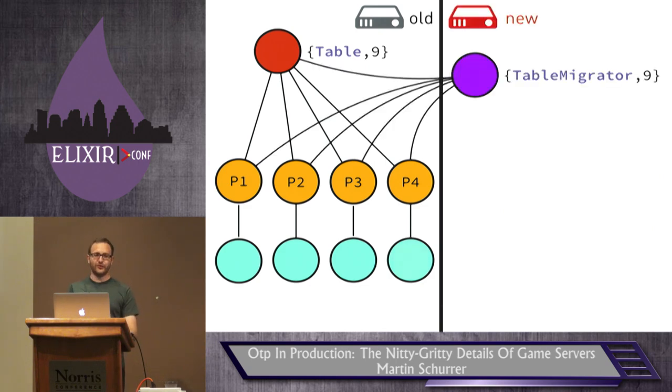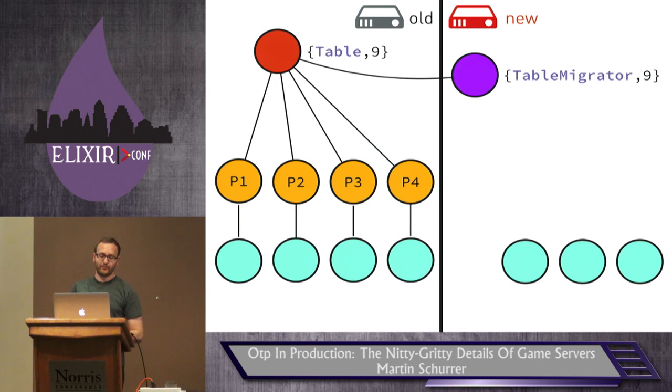Let's do a split view of old server, new server. We start a table migrator process on the new server. This process monitors the table process on the old server. It monitors the players on the old server, and so it knows if they still exist. I've removed some of those lines because they're cluttering things.